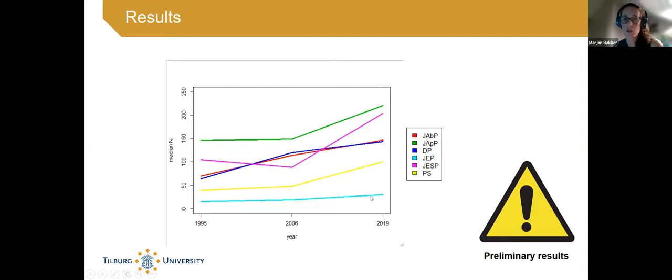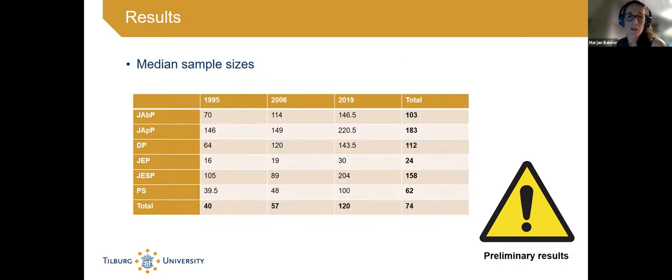For example, Journal of Experimental Psychology has a relatively low median sample size, but Journal of Experimental Psychology also contains a lot of studies with within-subject design. And we see the highest numbers for Journal of Applied Psychology. And here we can also see it in the table, so for the different journals, and also the total median sample size.